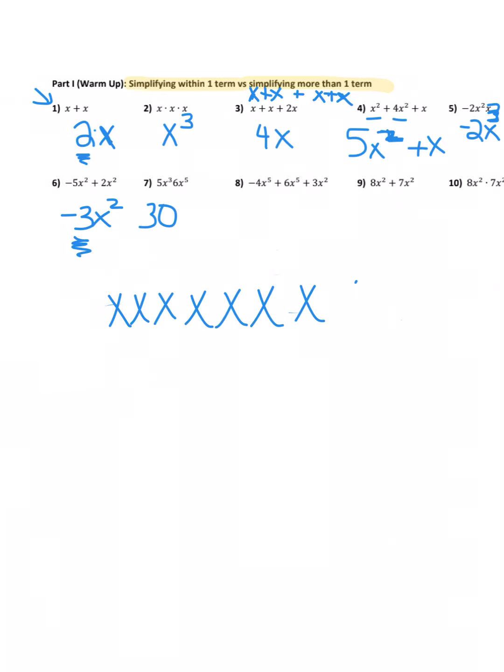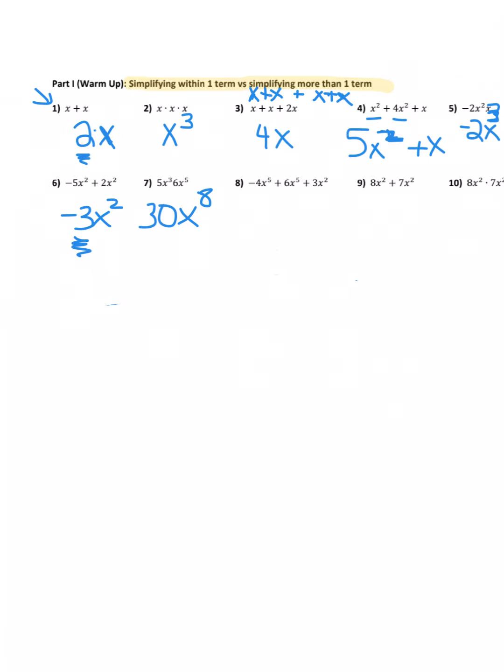For number 7, it's back to a problem like numbers 2 and 5, where we're simplifying within one term. So we have 5 times 6 is 30. X to the third times x to the fifth. That's 3 x's multiplied together next to 5 more x's multiplied together. Here we go. And that would give us 30 x to the 8th. X to the 8th, I should say.